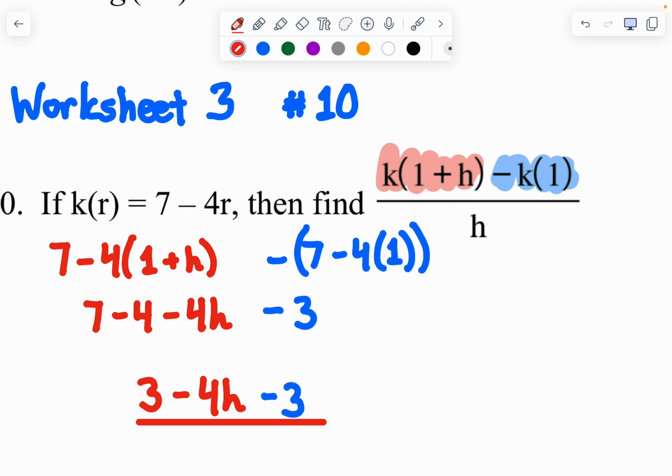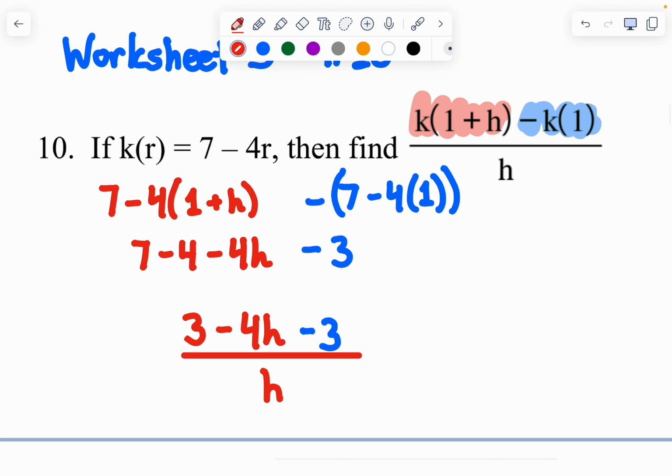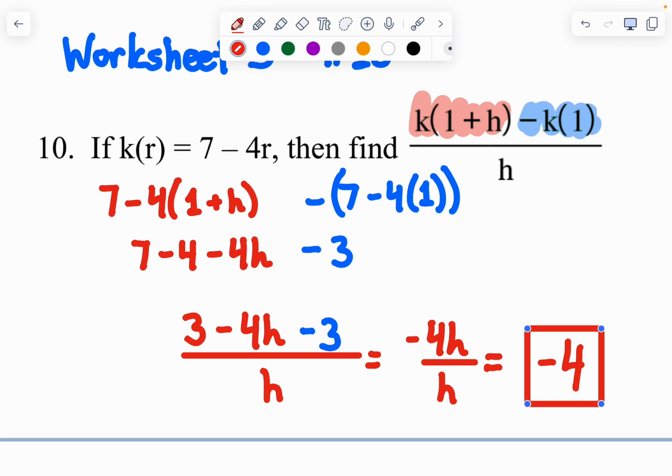You are just over h. Those 3's are going to cancel each other out. You're going to get -4h over h. The h's cancel, and we get -4 there.